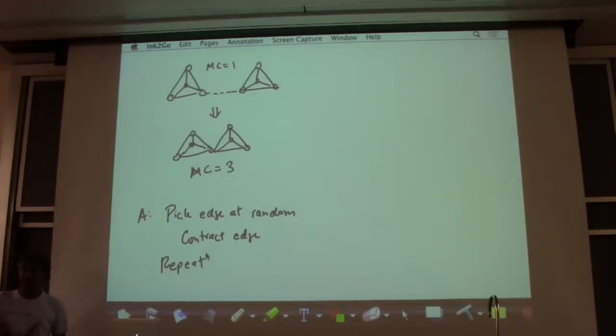It's a randomized algorithm, but its running time is fixed. Right?